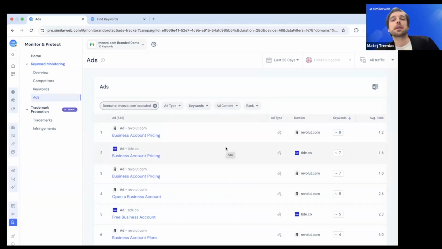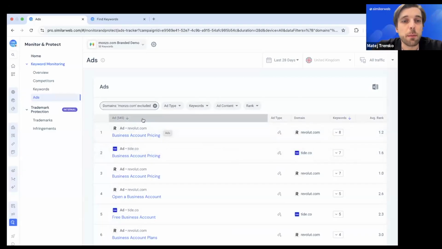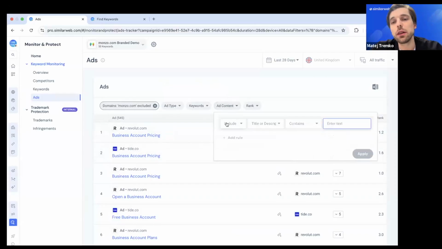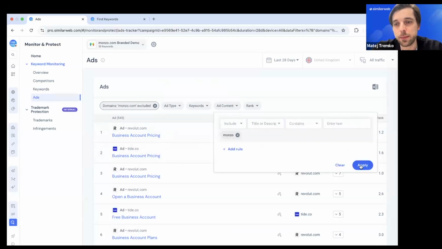Now, a very interesting use case here is if you want to understand whether someone is violating Google policy by mentioning your trademark name inside their ads. So let's see if that happens. Now I'm looking at competitors of Monzo, and using the ad content filter, I will only include ads that in their title or description contain my core trademarked branded term, which is Monzo. So let's add that.